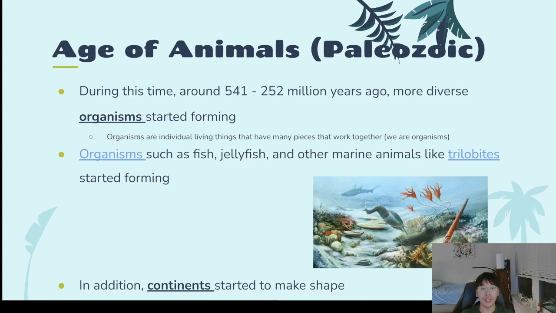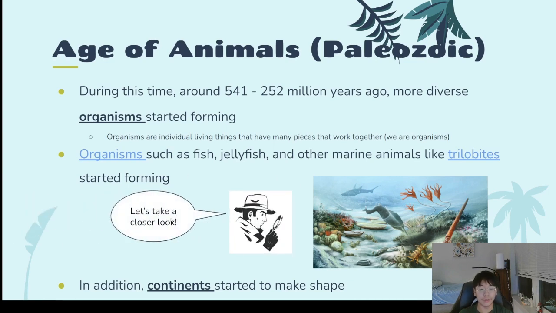Now, moving on to the age of animals, where actual animals start to form, not only the microbes, the microscopic organisms, but also fish. During this time, around 541 to 252 million years ago, more diverse organisms started forming. You might be asking, what even is an organism? Organisms are living things that have many pieces that work together. So an organism is every living thing that we see. We are living, so we are organisms. Some organisms during this time period were fish, jellyfish, and other marine-like animals like trilobites.